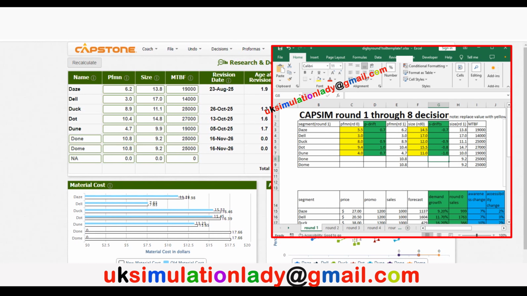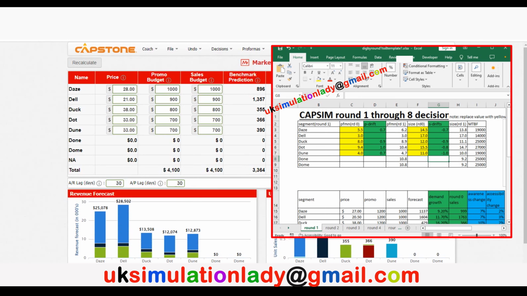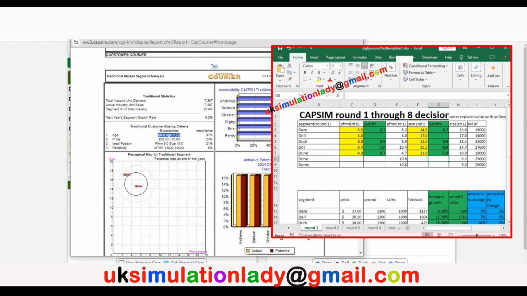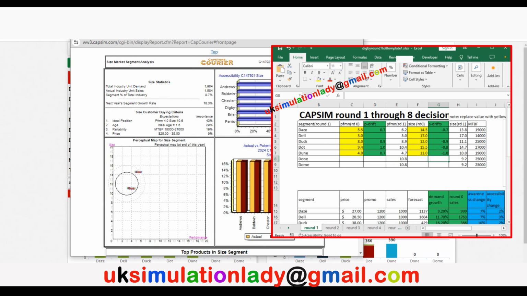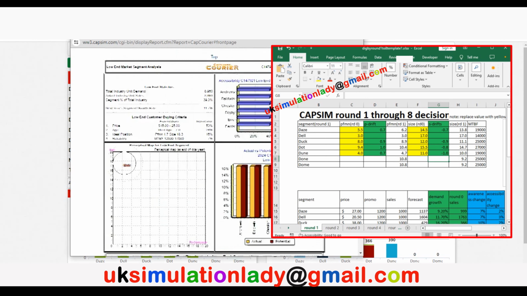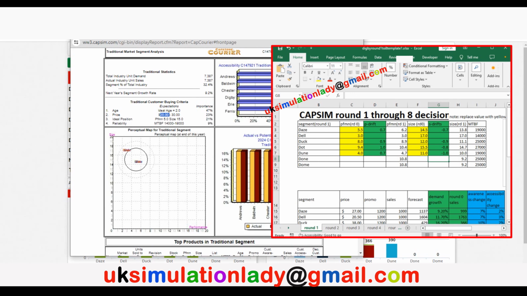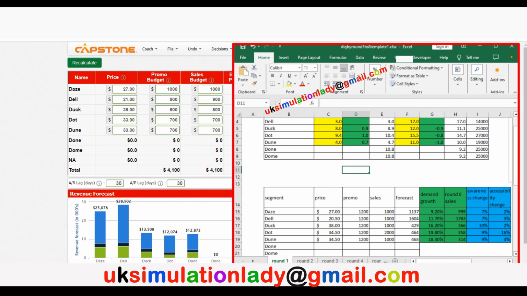With these attributes, we'll maximize sales in the high-end segment moving forward. Now complete CapSim Round 1 marketing decisions. For the traditional market segment, price is the second most important factor, and the law of demand states that the cheapest product will often have the highest sales. For our traditional segment product, Daze, we'll reduce the price to $27. This lower price will make us more competitive and likely increase our demand.